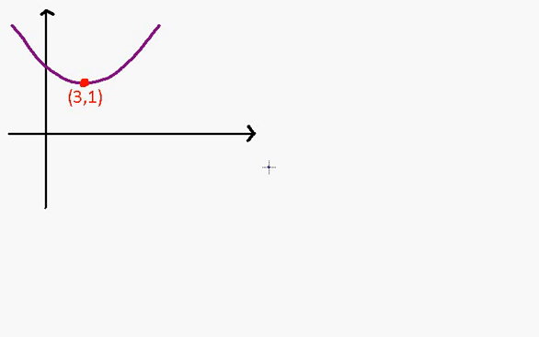Okay, I'm going to show you two examples here of where the parabola y equals x squared has been translated. So, in other words, the line y equals x squared has just been moved to somewhere else. And in this case, it's been moved so that the vertex is no longer at 0, 0, it's now at 3, 1. Okay, so how am I going to find the equation of this different parabola?